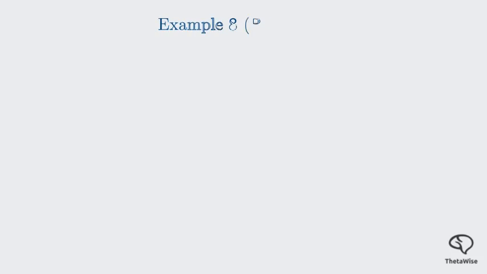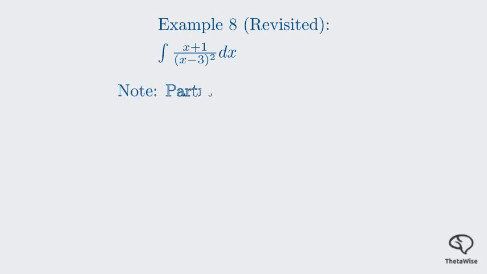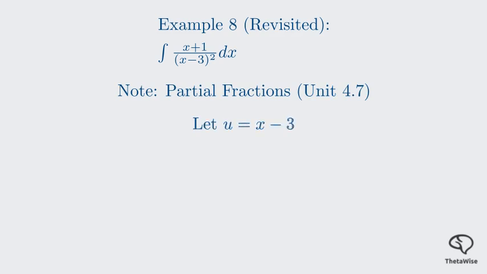First, the integral of x plus 1 over the quantity x minus 3 squared. We already know this can be done with substitution. The note here suggests another method, partial fractions, which we'll cover in a later unit. For today, let's solve it with a standard u substitution. Let's set u equal to the base of the power in the denominator, x minus 3. Differentiating gives us du equals dx.